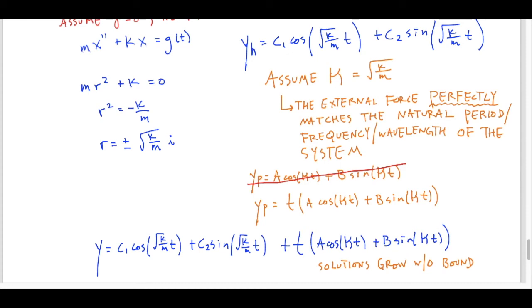And it's worth pointing out too that we made no mention of the amplitude of the forcing function. At no point did I indicate that g of t needed to have a really large magnitude. The magnitude, the amplitude of g of t was not significant. The only thing that was significant is that the frequency of g of t perfectly matched the natural behavior of the system. When that occurs, that leads to this phenomenon of resonance, which turns a bounded system into an unbounded system.